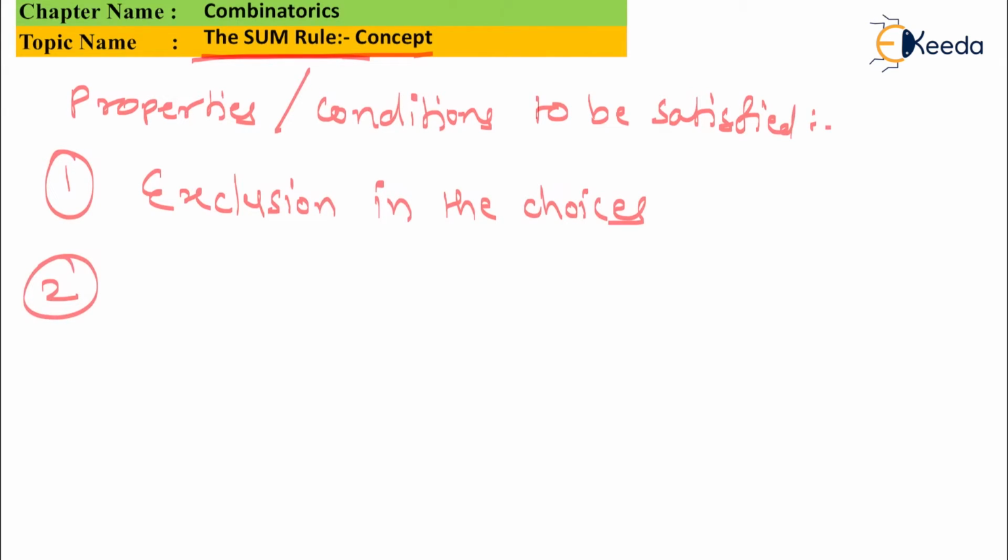And second, the choice set should be mutually disjoint. Choices should be mutually disjoint. That means the choice sets should be mutually disjoint.